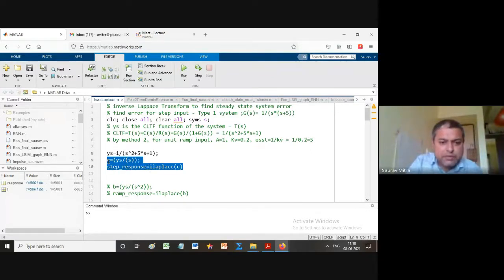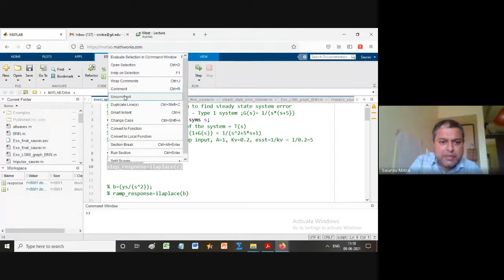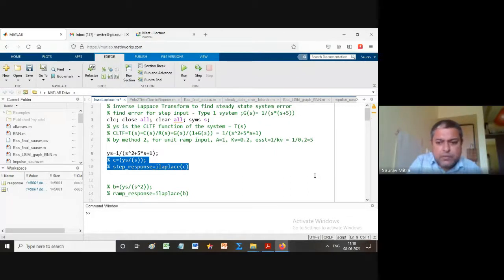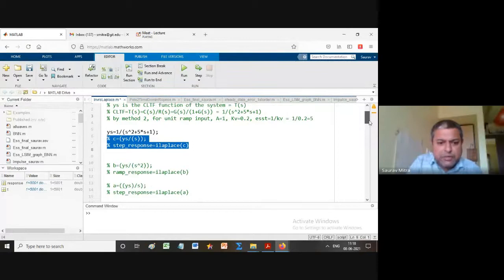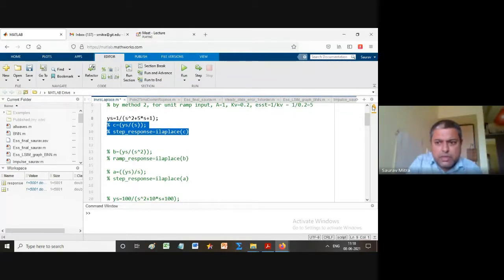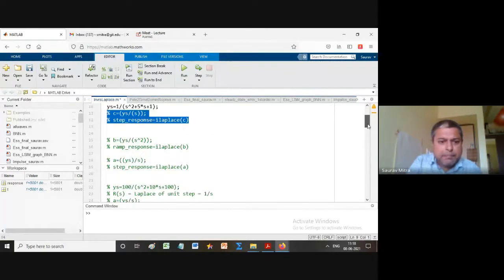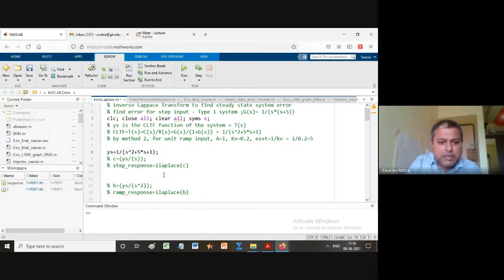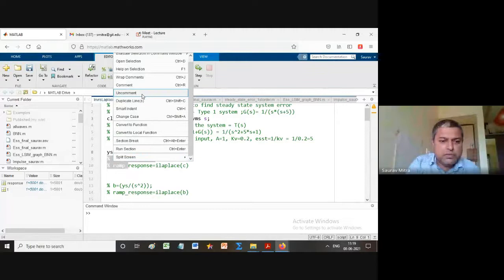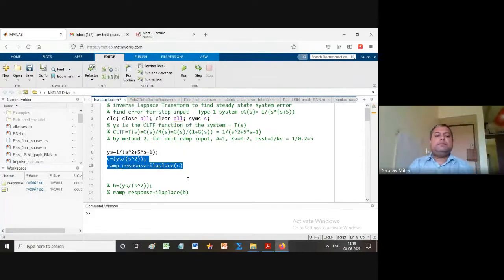So this C you have to change now. Make it a comment, and whatever the ramp thing is, bring it here. Wherever the ramp response was, just bring it here. I think it was here only. So Y(s) by s raised to 2. Do it here only, s raised to 2. Okay, so this you make the ramp response. Keep it like this, no problem. So this is uncomment. Is it understandable?